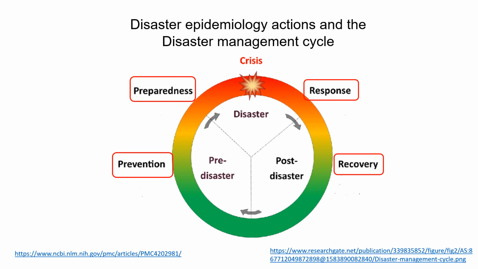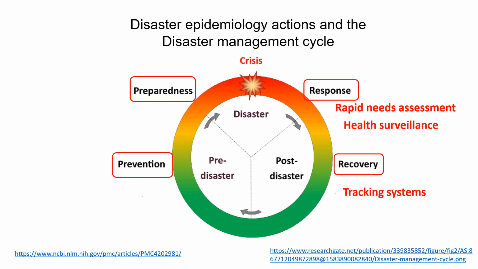Key disaster activities employing epidemiologic methods include rapid needs assessment, health surveillance, tracking systems, epidemiologic investigations and studies, and registries. Rapid needs assessment methods employ surveys in the field to collect information to determine the health status and basic needs of an affected community for resource allocation.